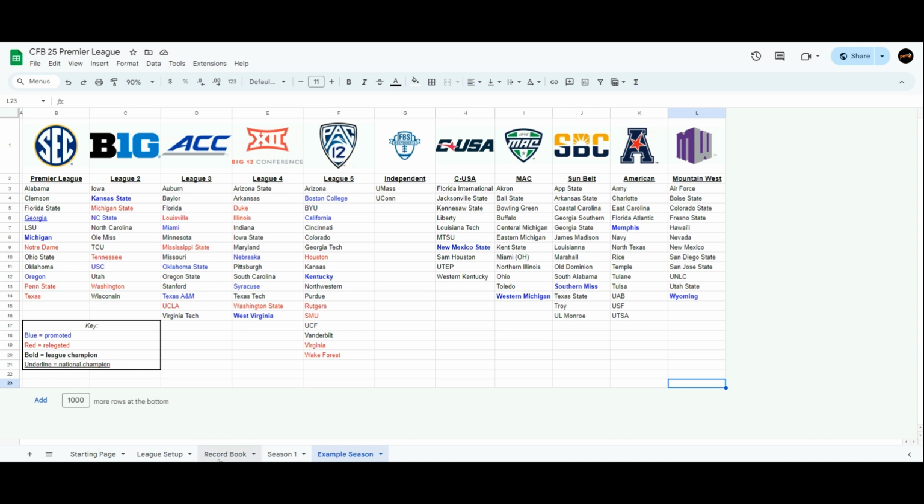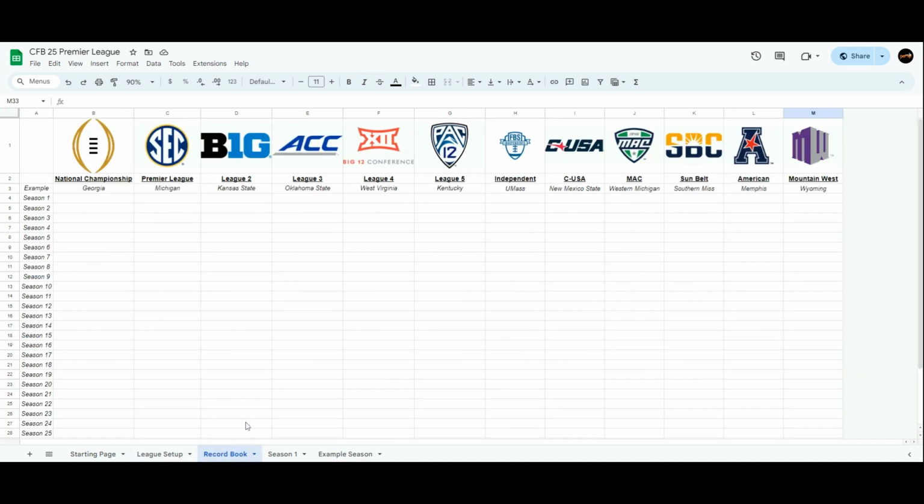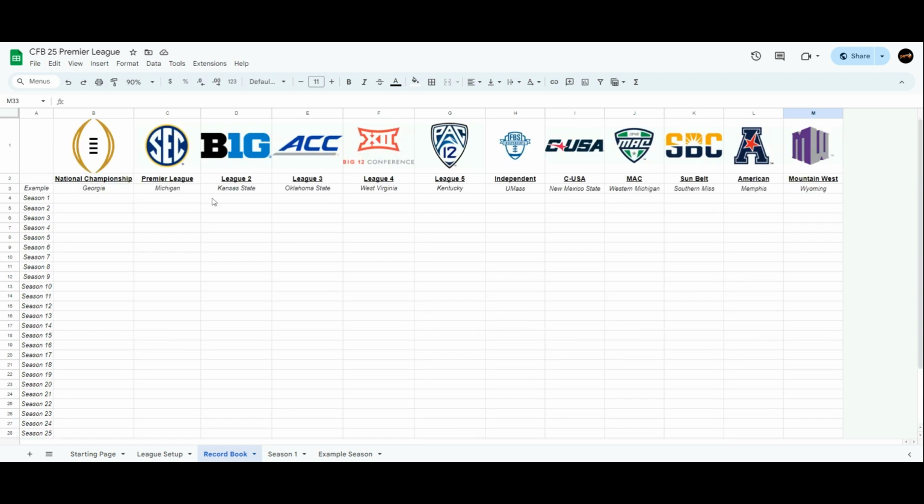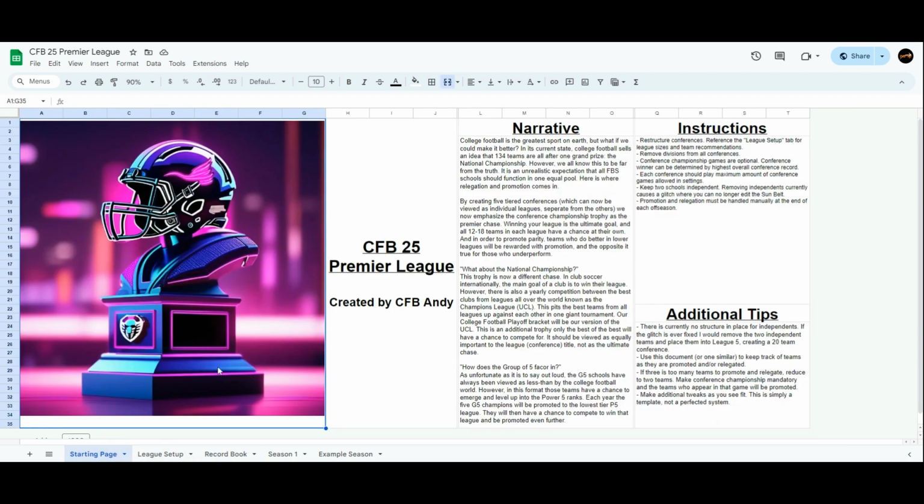Now, if we take a look here at some of the other tabs, one of these tabs is the record book tab. This tab would be a way for you to keep track of who won what each season if you really wanted to go that deep into it. I've created it to go all the way down to 30 seasons because that is the maximum amount of seasons that you can play in a Dynasty league. It keeps track of who won what league, and it's just a good way to reference back and see how teams have evolved over time. Now let's go back to the beginning.